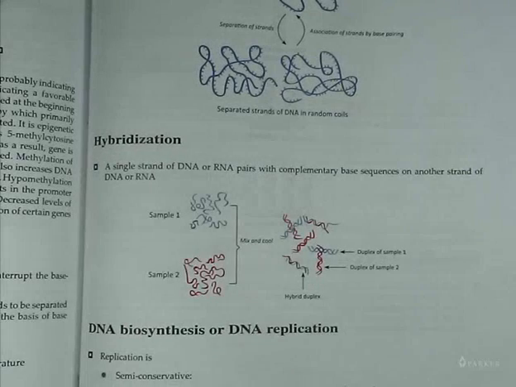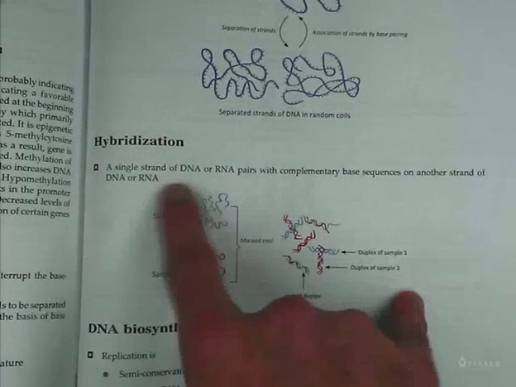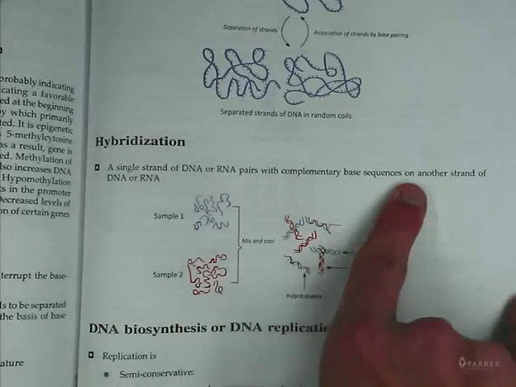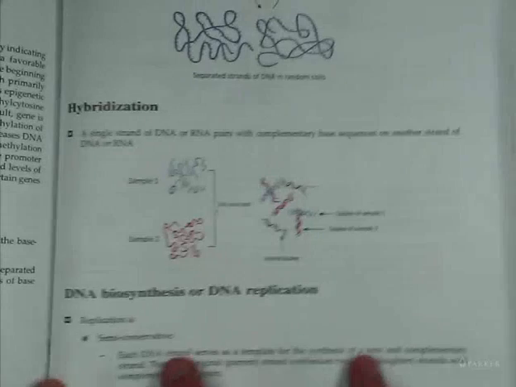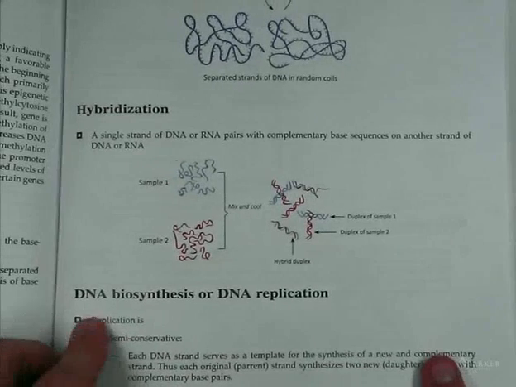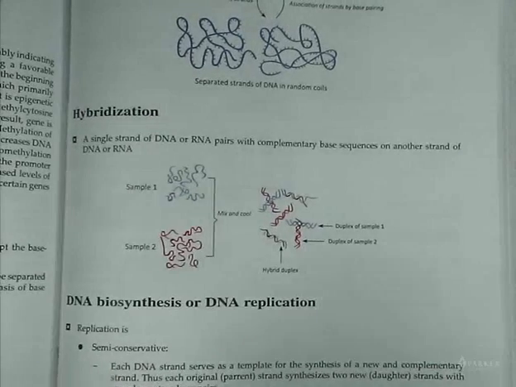Hybridization is when DNA can pair with RNA, it seems like. Whatever. I don't think that's of that big importance in the grand scheme of things.